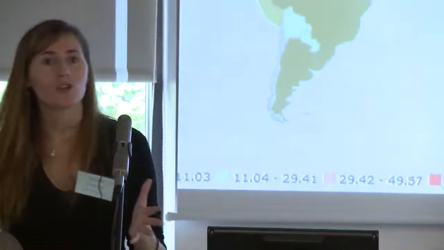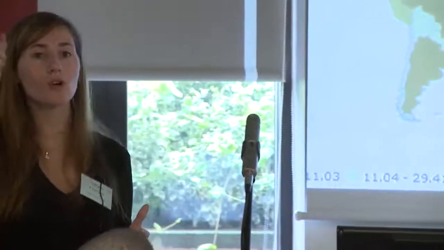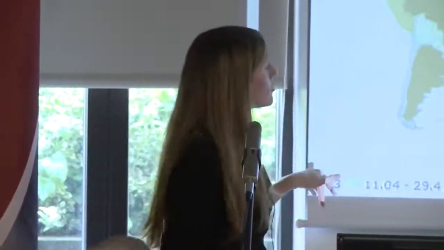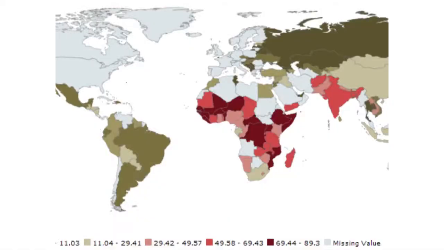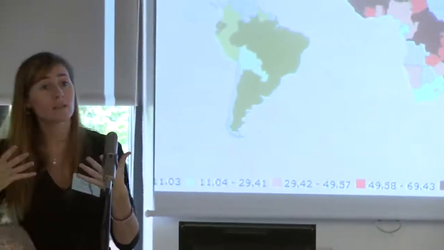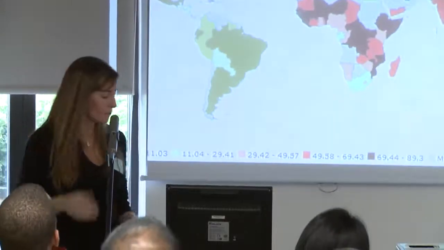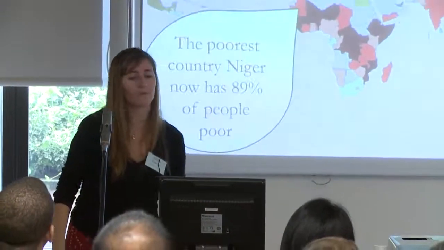In this map, we are showing the headcount. So this is the proportion of MPI poor by country. It goes from lighter green to dark red. So countries that have light green are the least poor. Then it goes to darker shades of green, light shades of red, and then those who are in this area in sub-Saharan Africa with the darker reds are the countries with the highest proportion of MPI poor.